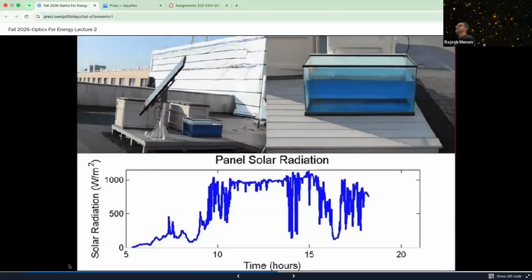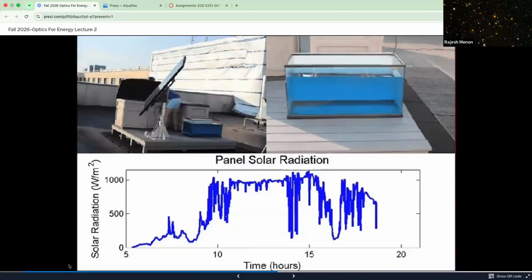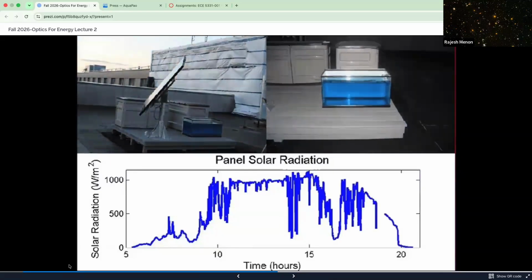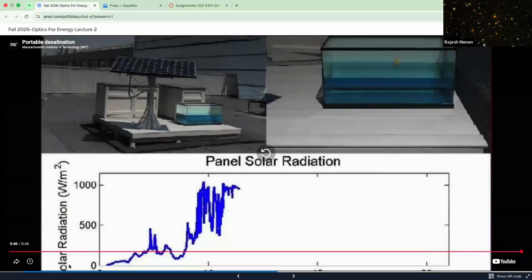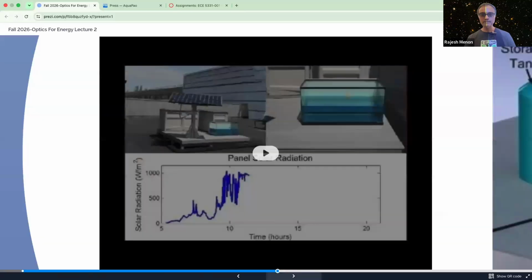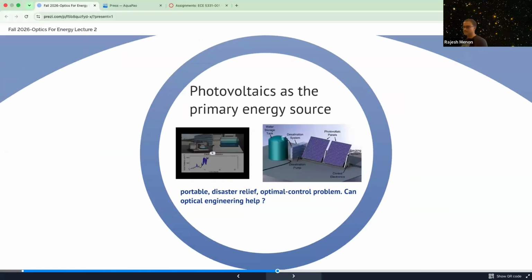Does anyone see any problems with this? Actually, take 30 seconds and think about this for a second. Tell me, do you see a problem? Don't shout out. I want you to discuss first. You don't have to wait, you can discuss now. Any problems with this? Take 30 seconds. We'll be quick. And for those of you on Zoom, I will look at the chat.